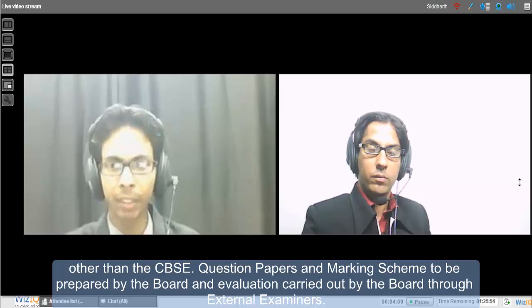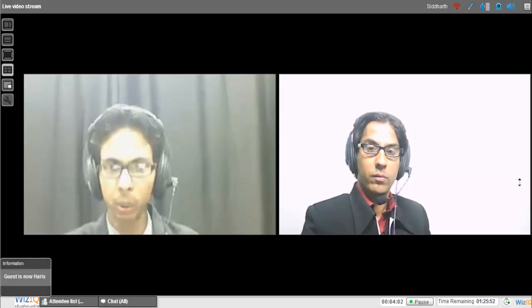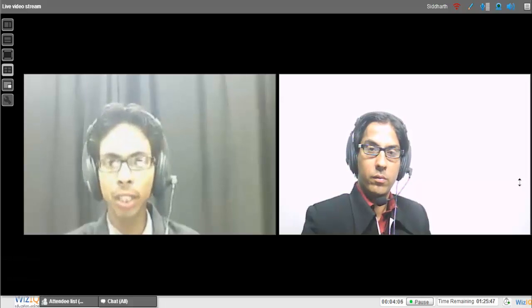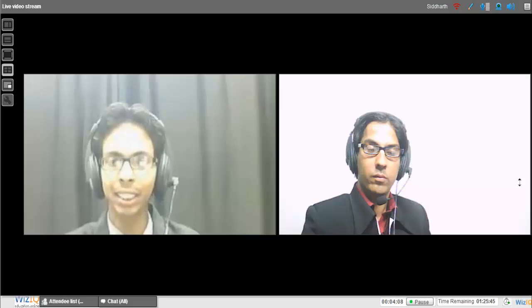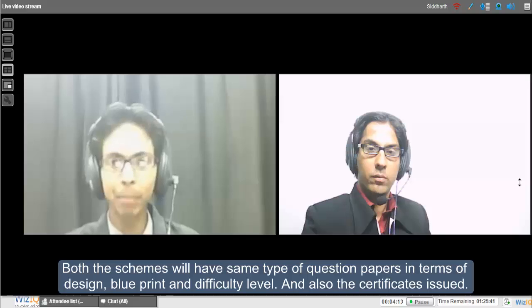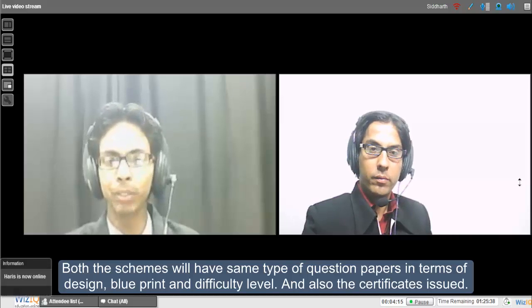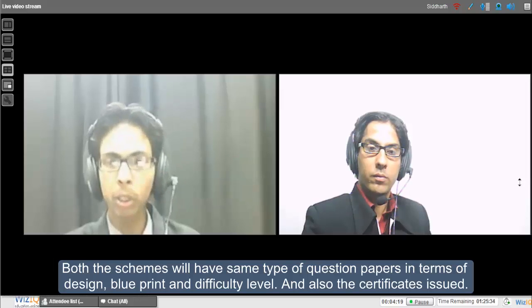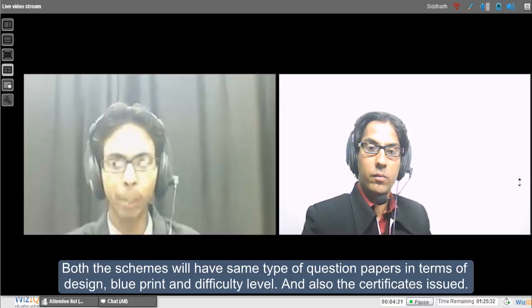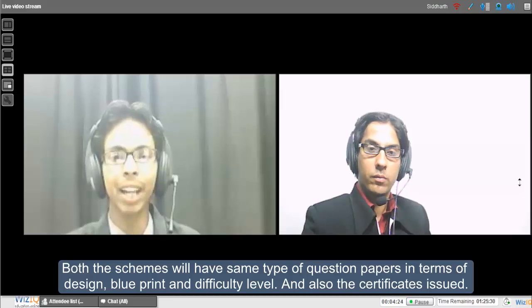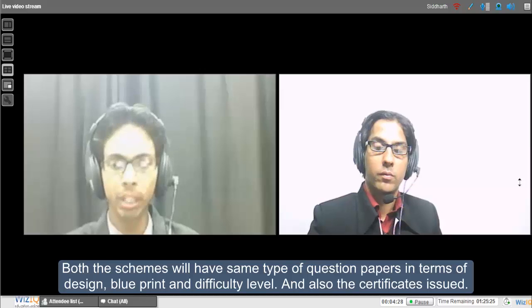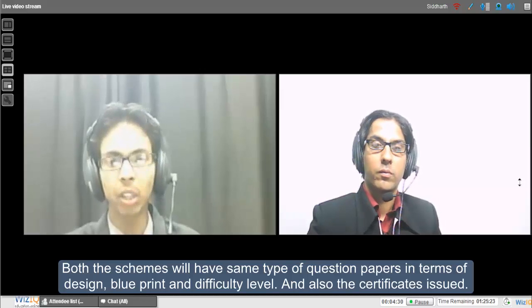So the basic difference is that in school conducted SA2 exam, answer sheets are checked by school teachers, while in board conducted SA2 exam, answer sheets are checked by the CBSE board. Both the schemes will have the same type of question papers in terms of design, blueprint, and difficulty level, and the certificates issued to students appearing in SA2 conducted by school or by board would be the same. There will be no difference in the certificates also.